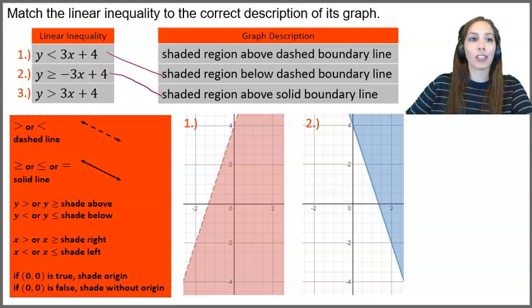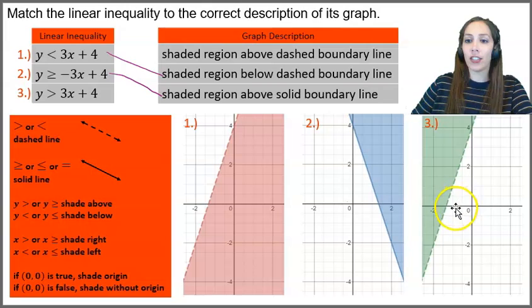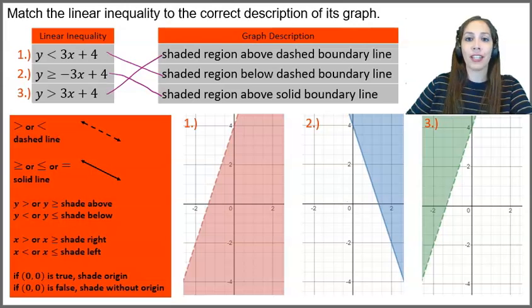Now let's look at the last one, number 3, y greater than 3x plus 4. Again, on this one, we have a greater than sign, so that would be dashed. And since we have it in the form y greater than, we will notice here that we have to shade above, or going up the y-axis. So when we look at this graph right here, we have our dashed line, and we did shade above, or going up the y-axis. So this one matches up with our top graph description, shaded region above dashed boundary line.